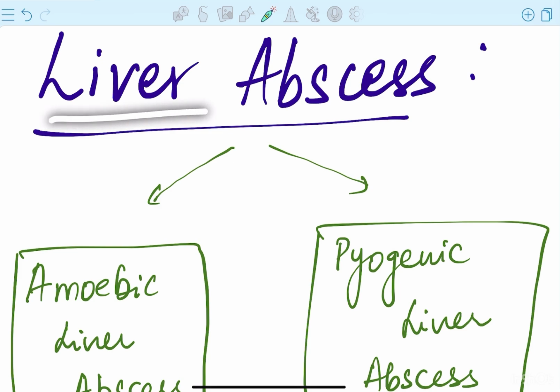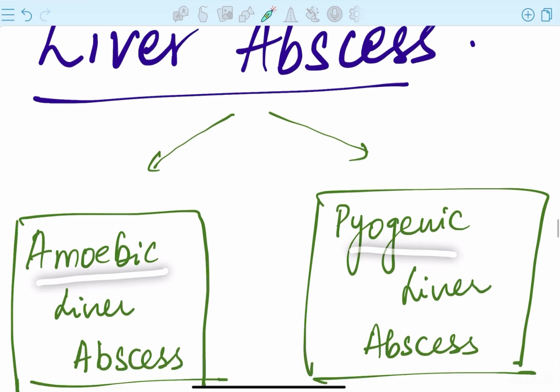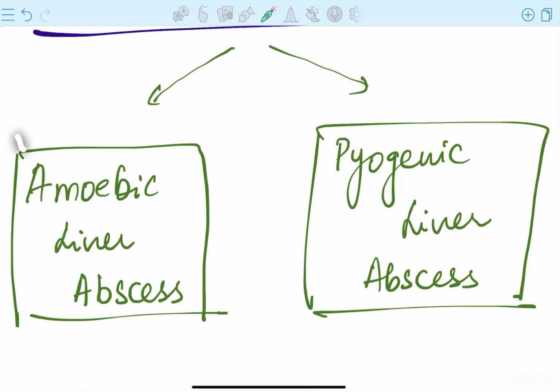So beginning with the liver abscess. There are two types of liver abscess. It can be amoebic liver abscess or a pyogenic liver abscess. In this module, we are going to focus more on the amoebic liver abscess. The next video will deal with the pyogenic liver abscess.